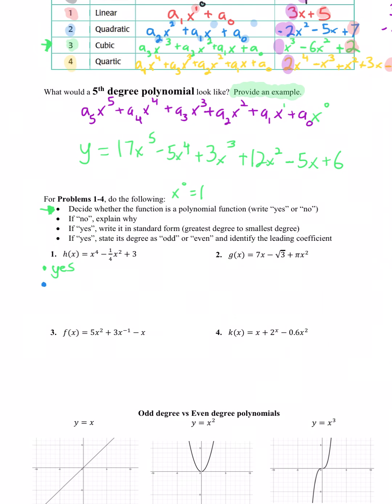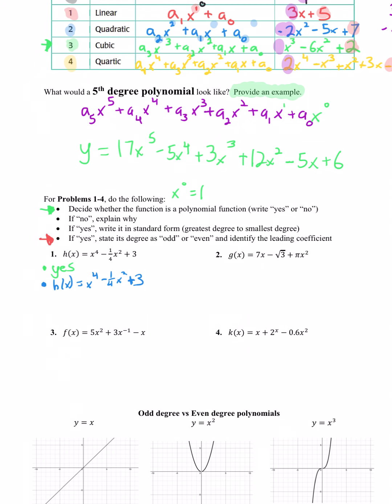So this one right here, we need to write it in standard form, which is descending order. It turns out it's already in standard form, so I'm just going to write it down again. I don't need to reorder it at all, which is kind of nice for that one. And then, if yes, state its degree as odd or even.